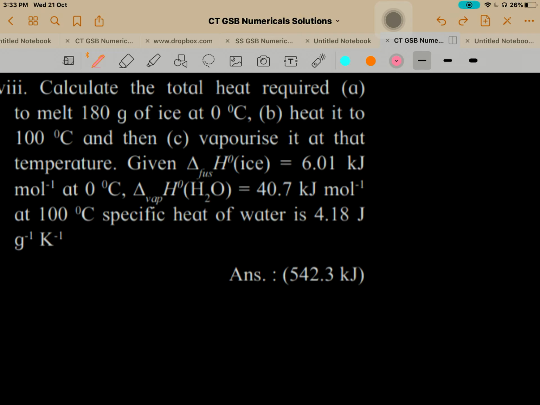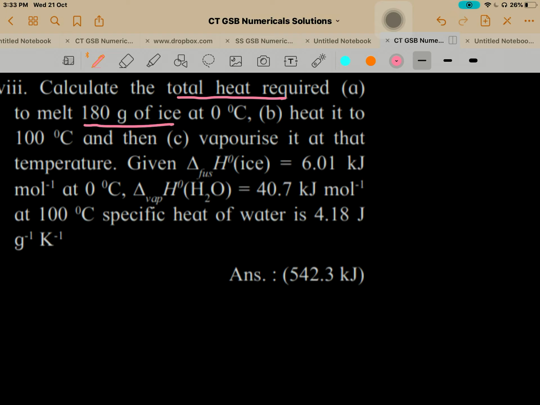Yeah, see these questions, beautiful question, students, from thermodynamics. Calculate the total heat required to melt 180 gram of ice. So what they have given is 180 gram of ice at 0 degree. Okay, so we have to calculate the total heat. So there are three parts in that.